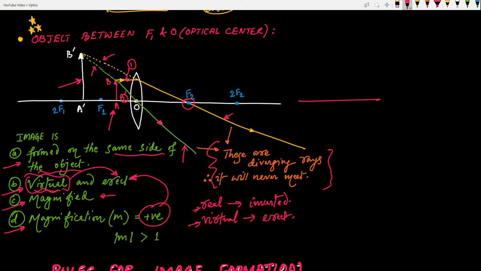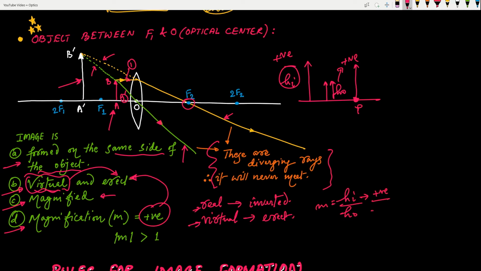Therefore, we can see that HI is, if this is the pole, then our measurement always starts from the pole, so we will be moving on this side. So HI is positive. And again, this is HO, which is in the same direction, that is the upward direction. Therefore HO will also be positive. So we can say M is equal to HI by HO, which is positive divided by positive, and that will ultimately give us positive. So we know that magnification is positive when the image is erect or upright.